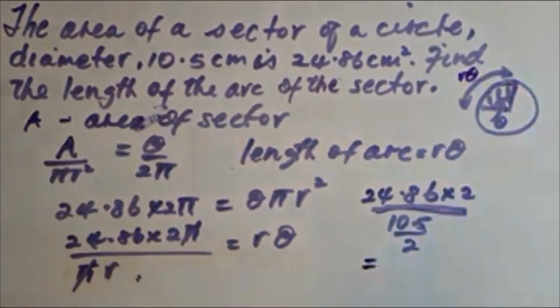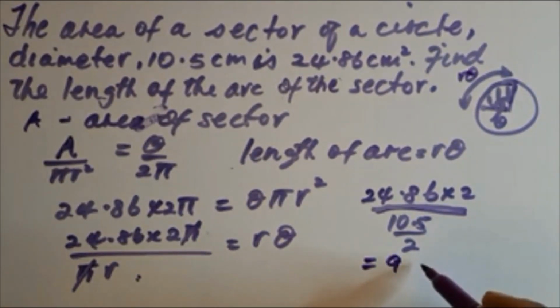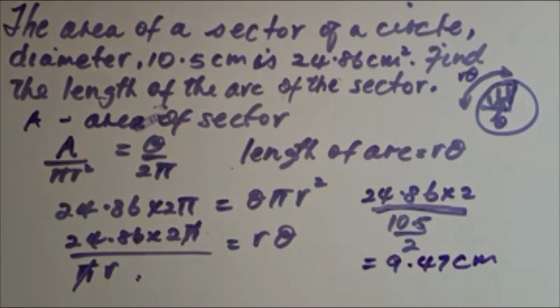And if you compute this using your calculator, you will get approximately 9.47 centimeters. So that's the length of the arc of a sector, the area of a sector which has 24.86 centimeters squared and a diameter of 10.5 centimeters.